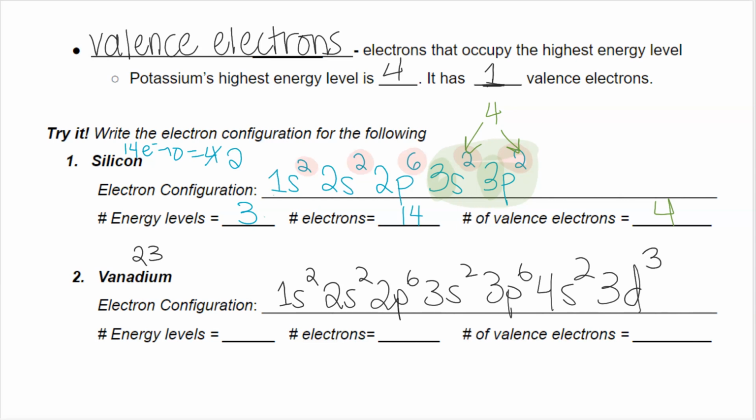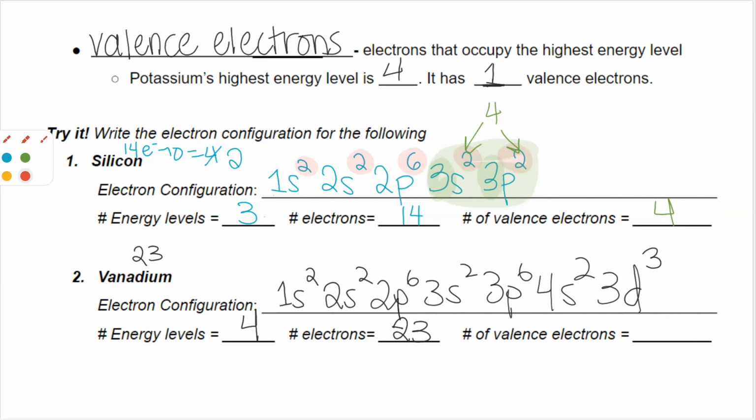So if we look at our number of energy levels here, we have energy level 1, energy level 2, energy level 3, and energy level 4. So even though the last piece of our electron configuration was 3d, the total number of energy levels is still 4. So we need to write 4 energy levels. We know that there are 23 total electrons. And then our number of valence electrons come from energy level number 4.